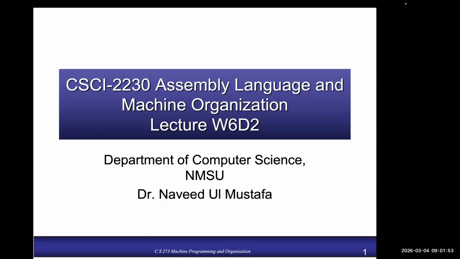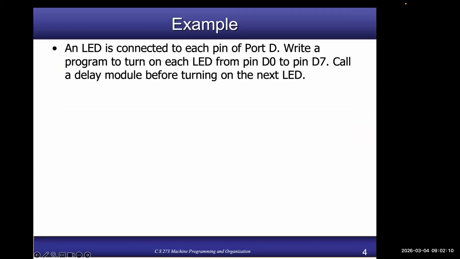After that, we had a look at a couple of examples about how to write an assembly language program to read data from the ports or write data to the ports. So today we will have one more example of that, and then we will cover a couple more instructions, and then we move to a new topic, which is about the jump instruction and the call instruction. Okay, so let's start with an example.